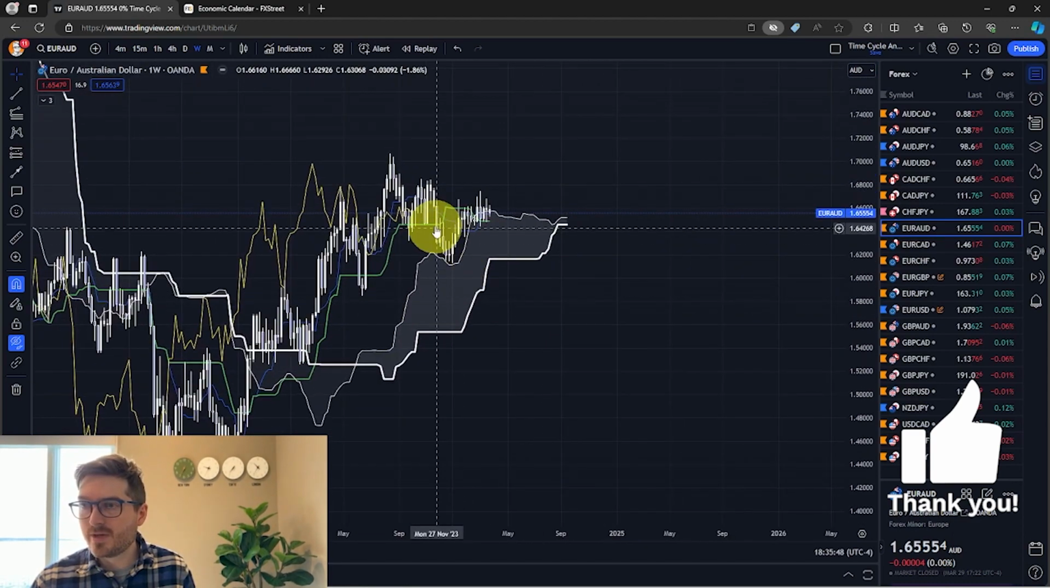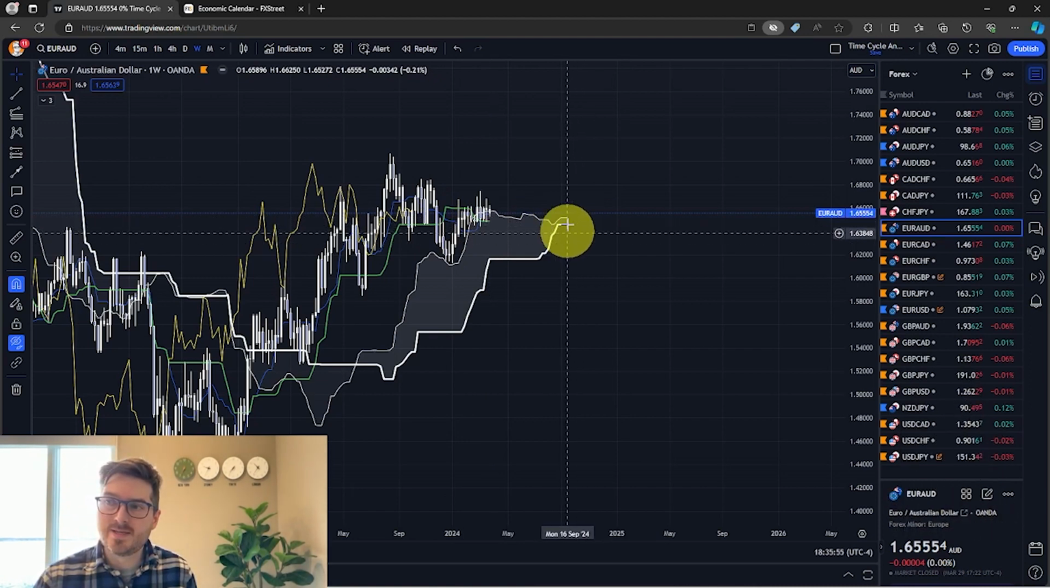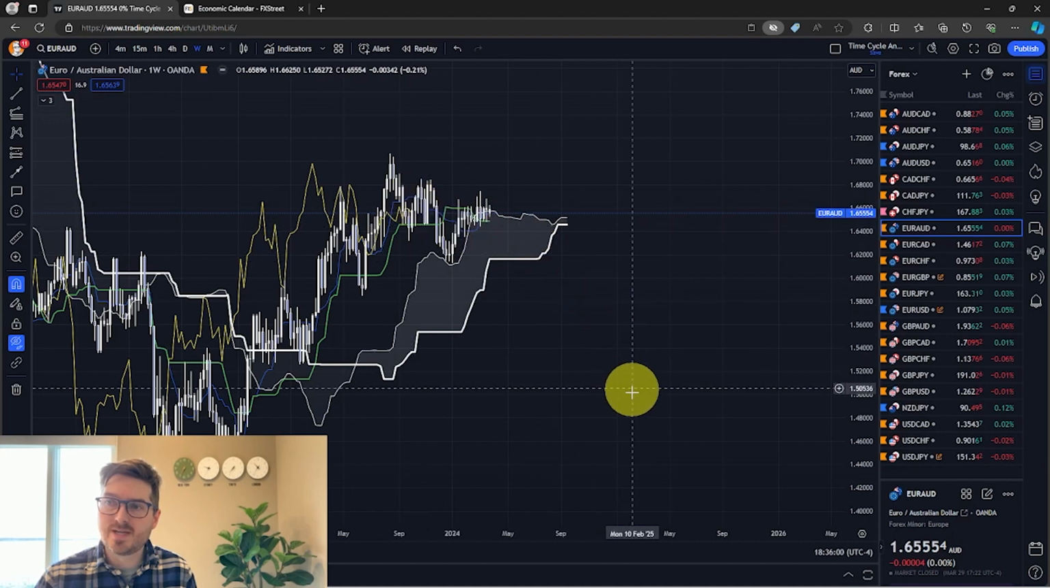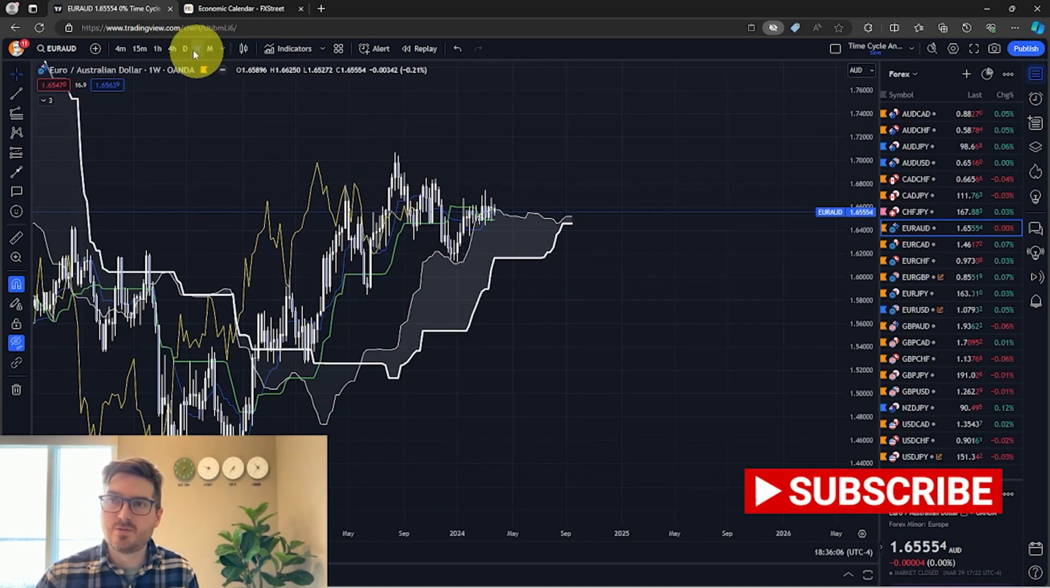However, price is now ranging. We had a death cross and a gold cross. So it looks like soon we'll be getting a bearish Kumo cloud twist, and price will be heading back down in the bearish direction. But overall, this is just a neutral consolidating market right now on the weekly.